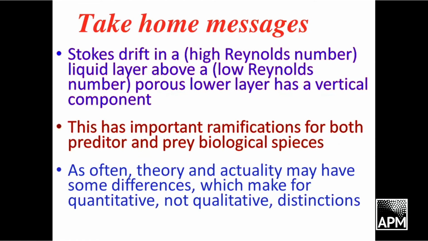So this is now a summary, the take-home messages, that the Stokes drift in a high Reynolds number fluid like the ocean above a low Reynolds number porous layer has a vertical component, so there's an exchange between those two. This has important ramifications for both predator and prey biological species, the interchange, the ability to get food or to eat, or to get food to be eaten.